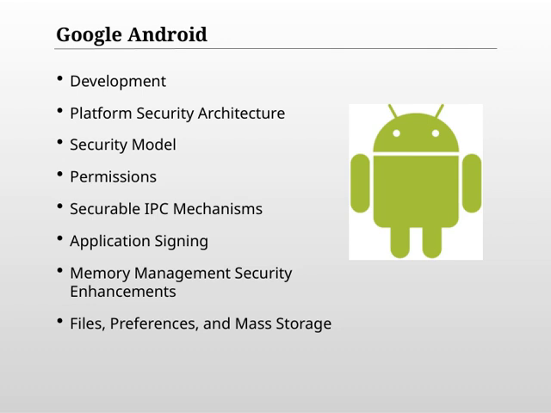When it comes to files, preferences, and mass storage, Android implements security measures to restrict unauthorized access, ensuring that data remains protected whether stored locally or on external storage. Overall, these security features work together to create a robust environment where applications can operate safely, aligning with Android's goal of providing a secure and user-trusted platform for development and everyday use.